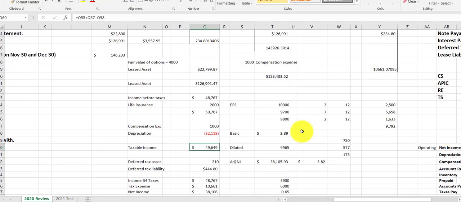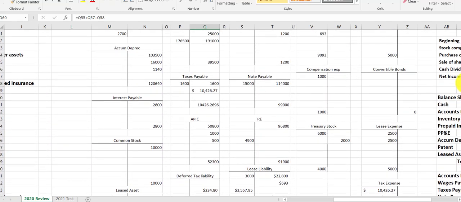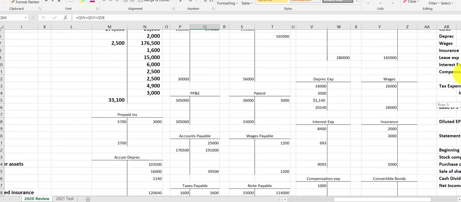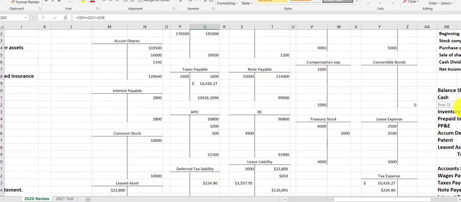So that means we're going to record tax expense of 21% of that, right? Debit tax expense and credit taxes payable. So the 10,426 is that portion of our tax situation so far.